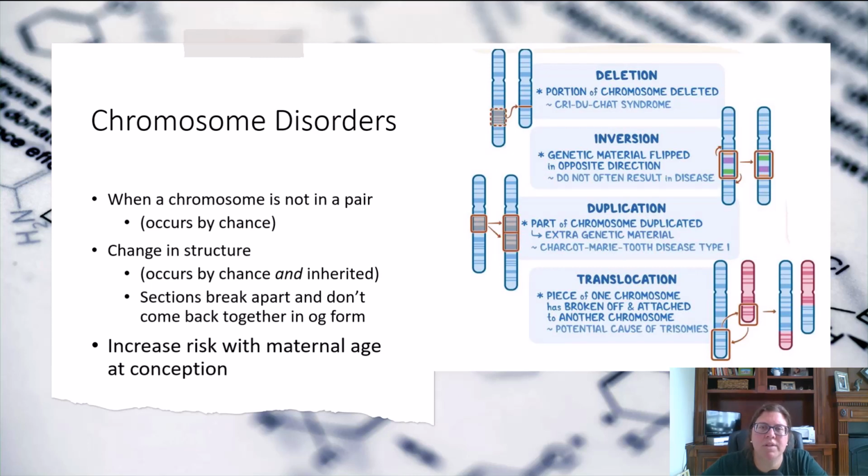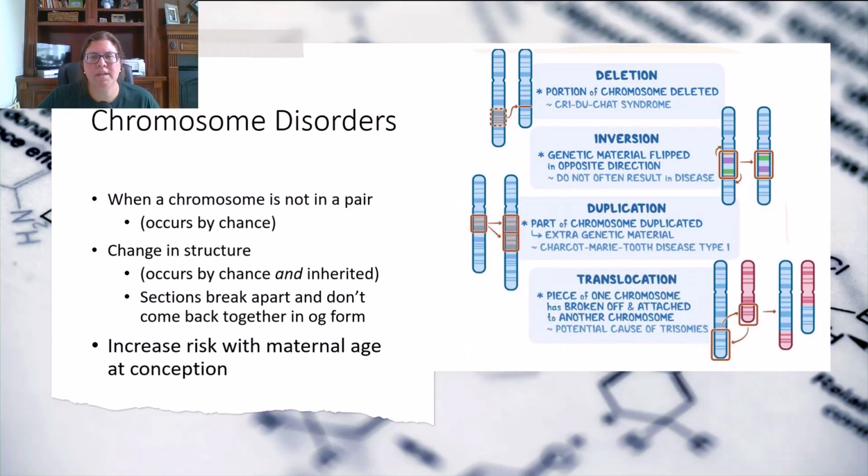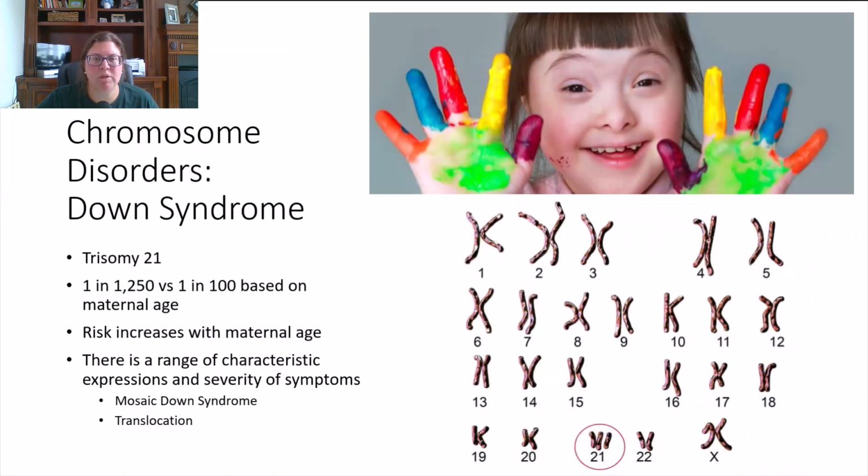One of the main risk factors for chromosomal disorders occurring by chance is increased maternal age at the time of conception. This is because the quality of a mother's eggs decreases over time. One example of chromosomal disorders is Down syndrome, or trisomy 21. Trisomy 21 occurs when there is an extra chromosome on the 21st pair. Maternal age is an example of the risk for Down syndrome occurring by chance.